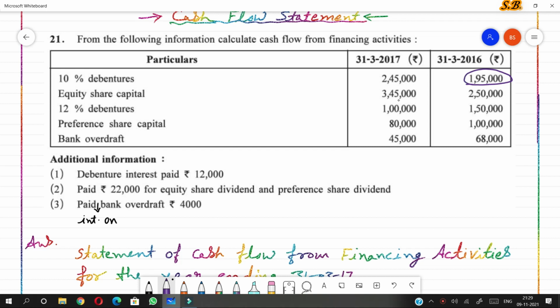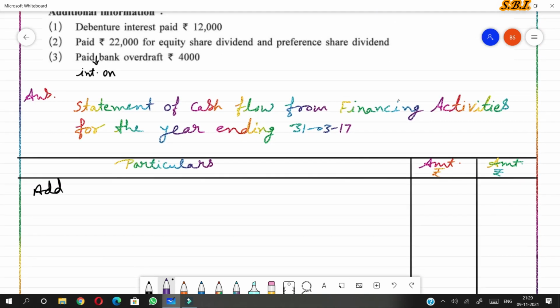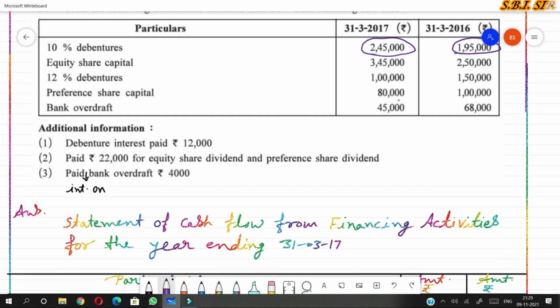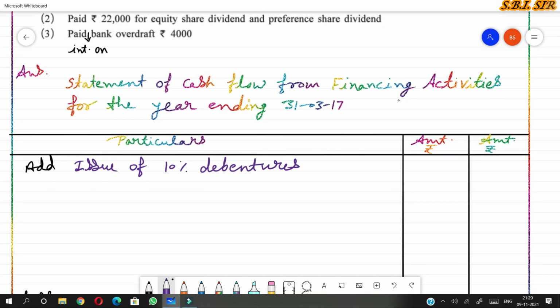Opening balance of debenture is 1,95,000 and closing balance is 2,45,000. Means here 10% debentures are issued, and due to issue the cash flow increases. So we will add and write down issue of 10% debentures. Difference amount 2,45,000 minus 1,95,000, 50,000.